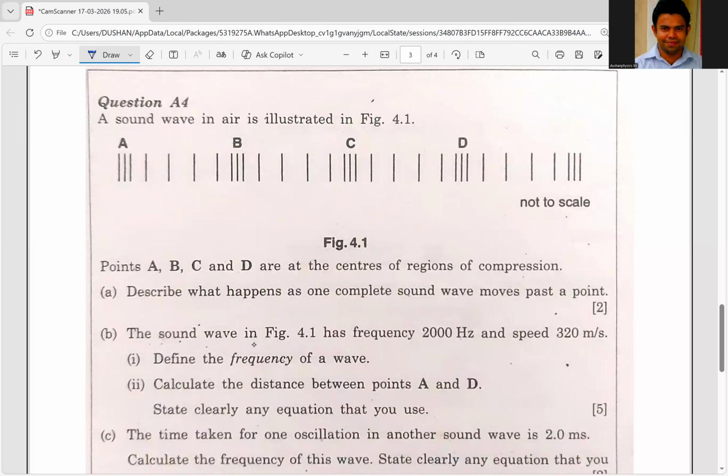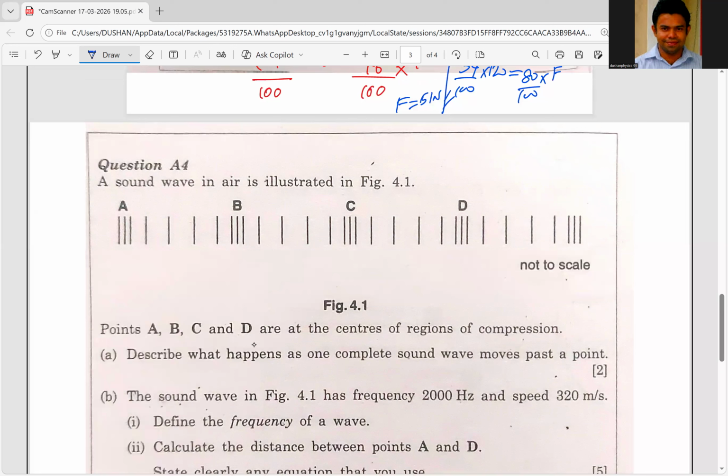Describe what happens as the sound wave moves past a point. So you can see, I taught you, right? What does A stand for? What are B, C, D? Compressions and rarefactions.